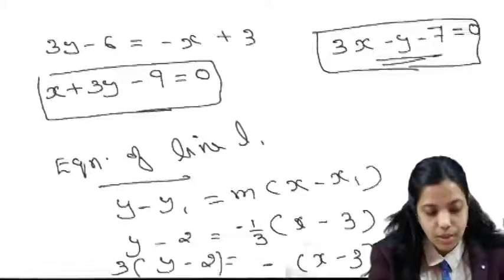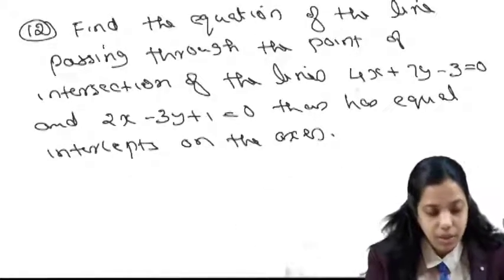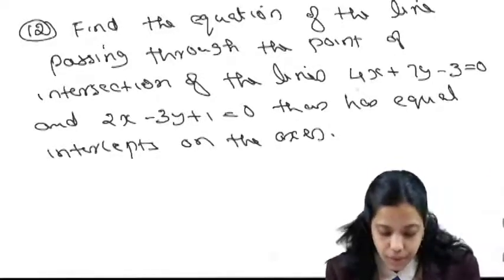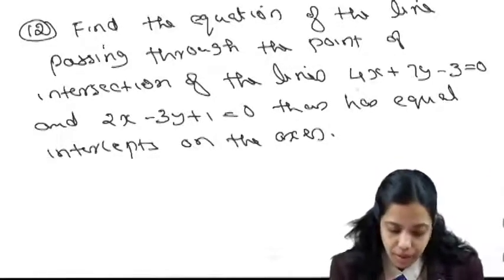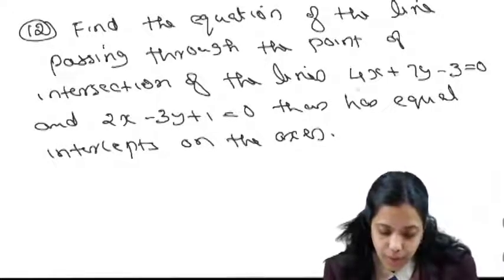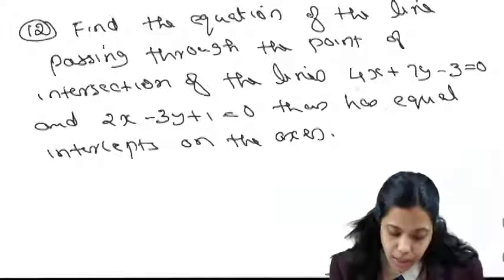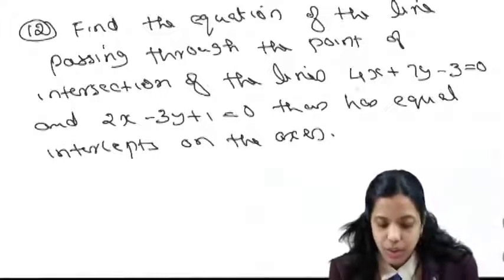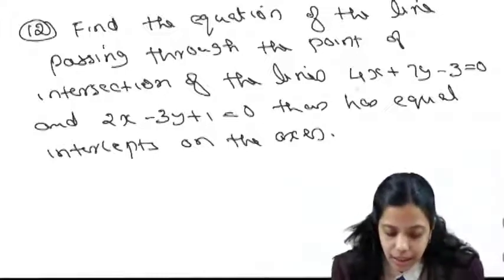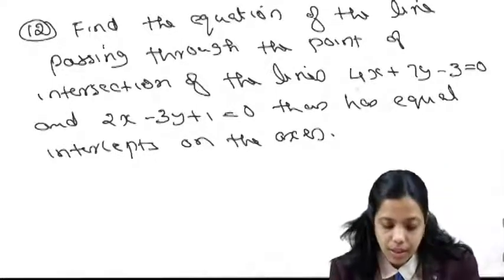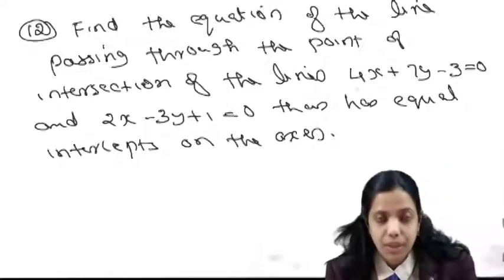So now it's the turn of the next question, question number 12. Find the equation of the line passing through the point of intersection of the lines 4x plus 7y minus 3 equal to 0 and 2x minus 3y plus 1 equal to 0, and that has equal intercepts on the axes. So here we can consider the point of intersection.